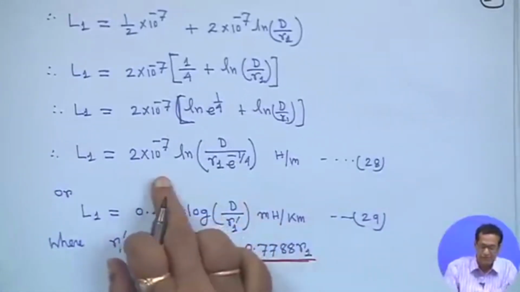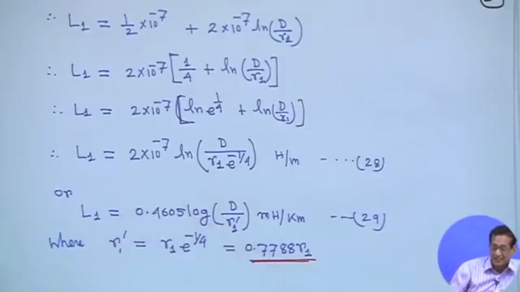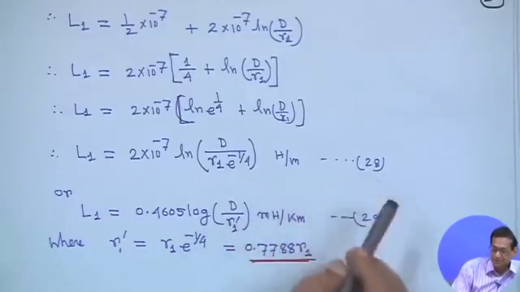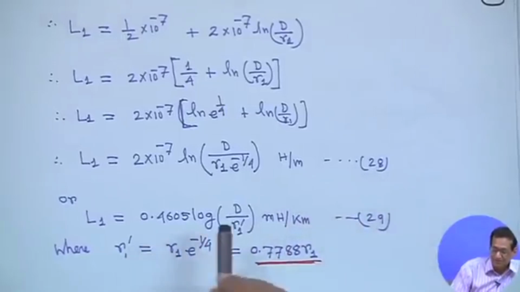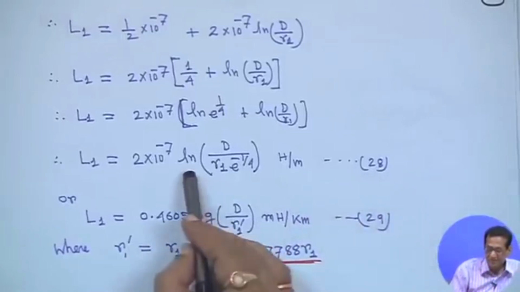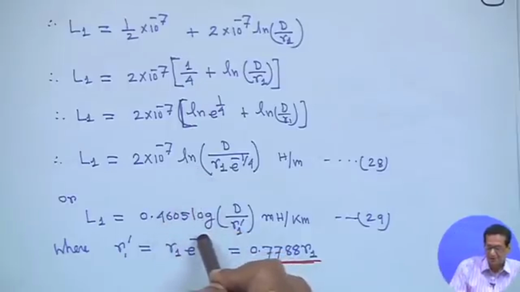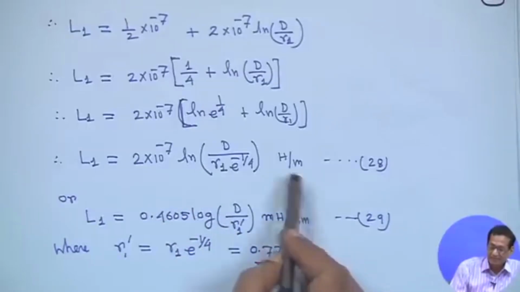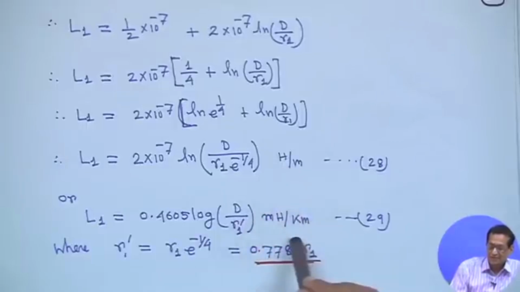That is why we have written 2 into 10 to the power minus 7 ln D upon R1 e to the power minus 1 by 4 Henry per meter. Then this natural log you convert to common log, and it is Henry per meter, so convert it to milli Henry per kilometer.